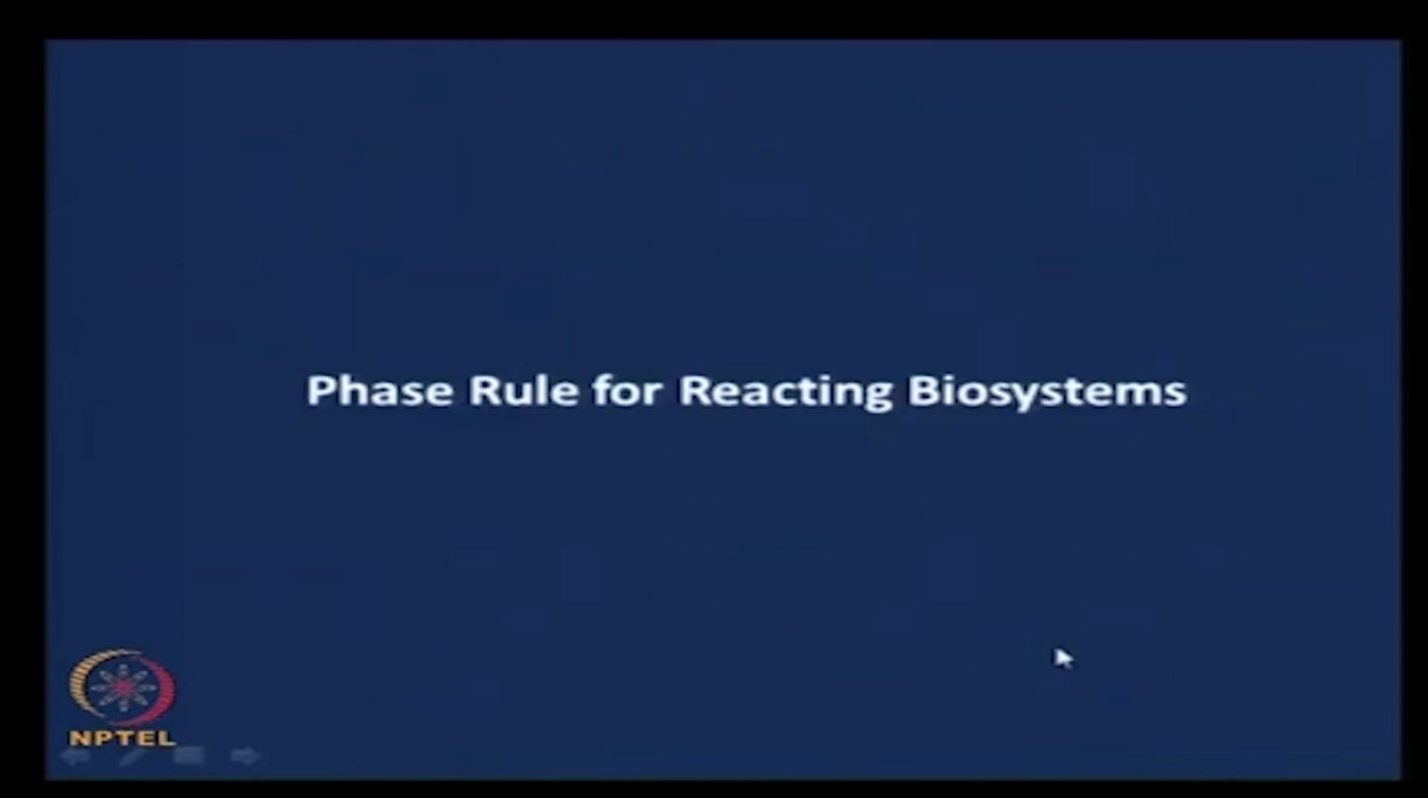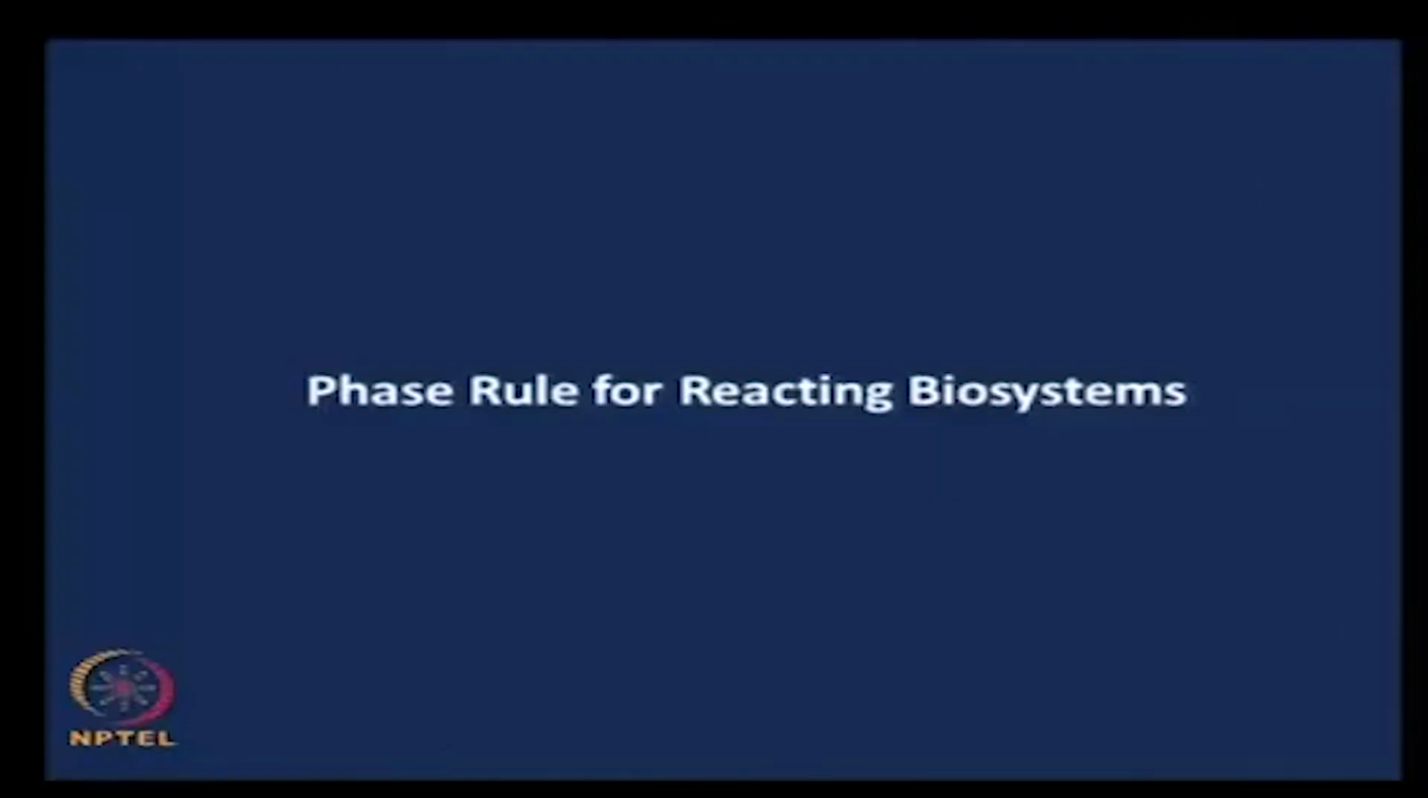What we are going to do next is to look at the phase rule for reacting biosystems, and the way we are going to do that is through some sort of an interactive method. We have already derived the phase rule for non-reacting systems in the previous module, and what I am going to do is give you some thoughts again on the background to that, and I will give you all the data and then let you come up with the phase rule for reacting biosystems, and I will give you time for that in this class.